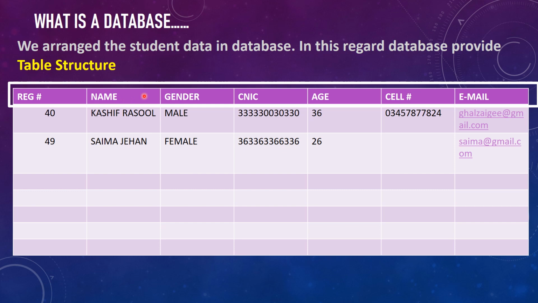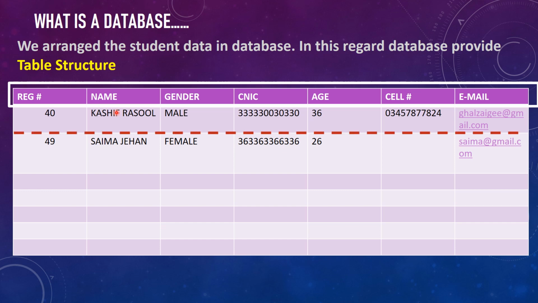Similarly, name contains characters. These are strings. Only characters are stored in the name field, and the name field is of varchar, variable character, data type. Similarly, gender is just like a list, male or female. CNIC is just characters, age is a number. All these fields are associated with different data types.